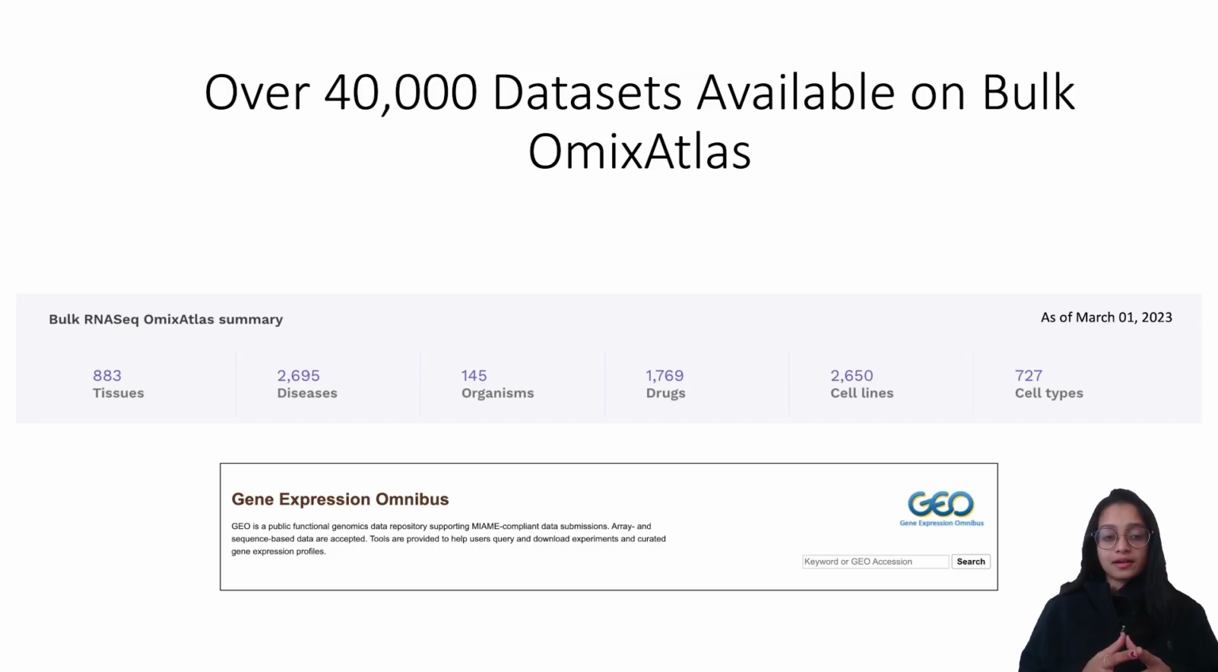The bulk OmixAtlas contains over 40,000 datasets, and this is a huge amount of data that is available on a single platform, which encompasses over 800 tissue types, over 2,600 diseases, so many organisms, so many cell lines, so many cell types. And a major source of this data is the data that is deposited on the NCBI GEO.